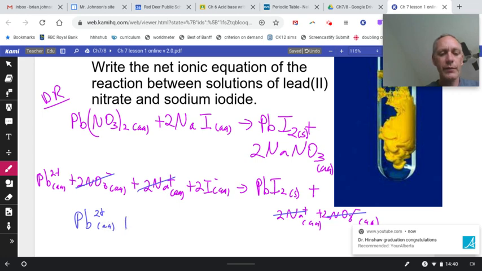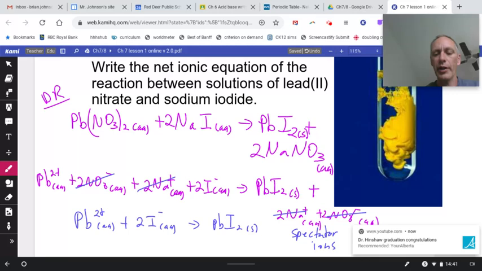Pb2 plus reacts with 2I minus to produce PbI2 solid. So Na plus, NO3 minus are spectator ions. They have nothing to do with the reaction.